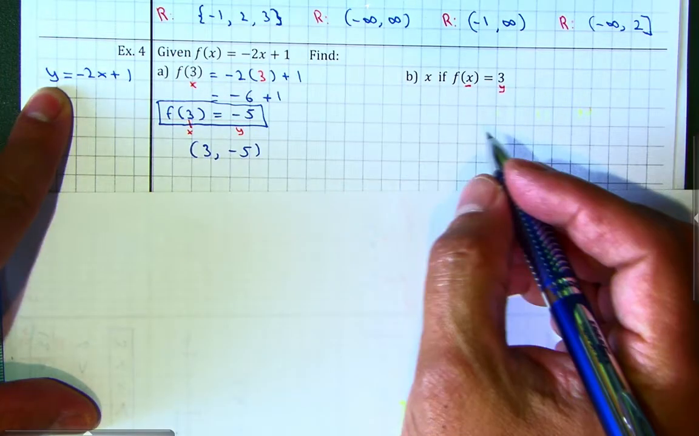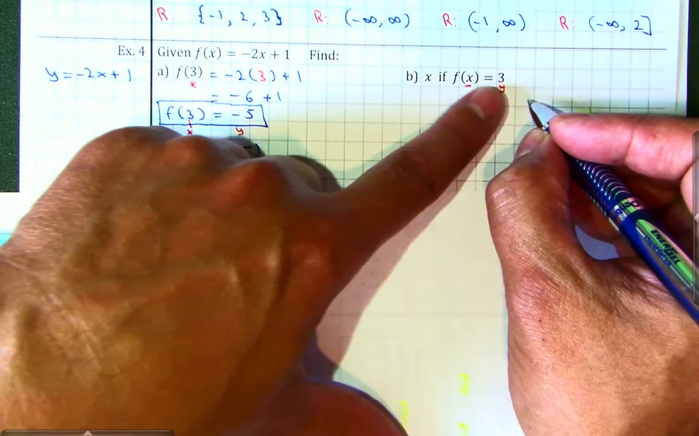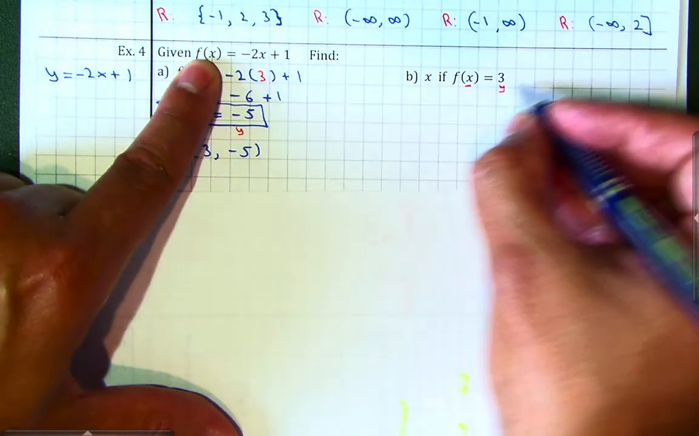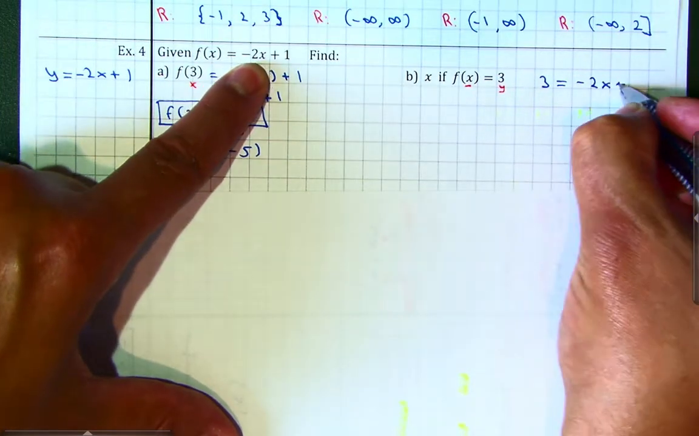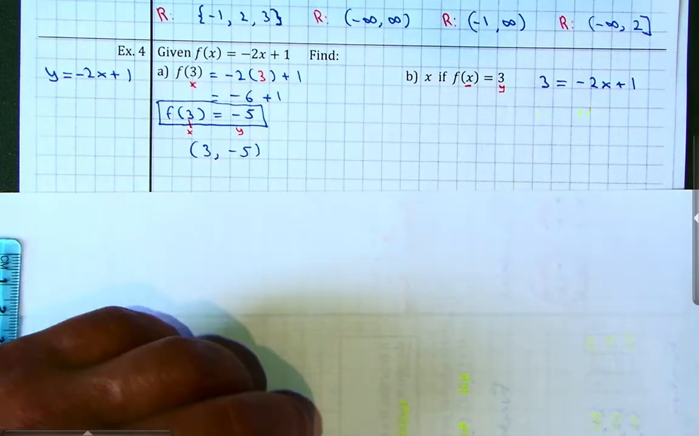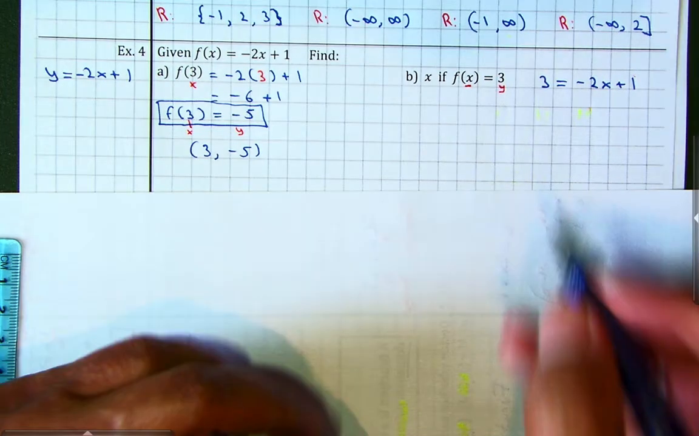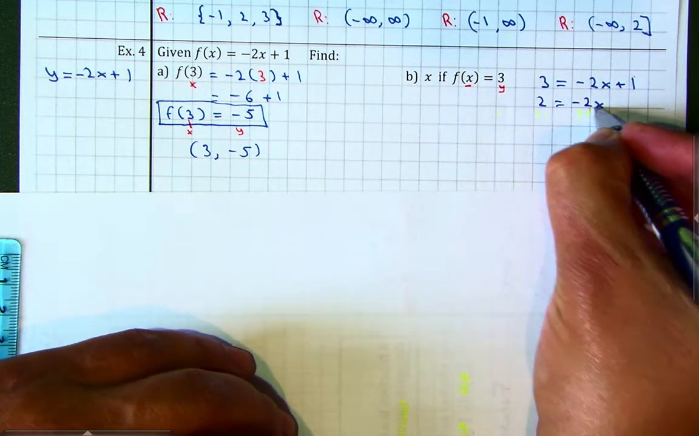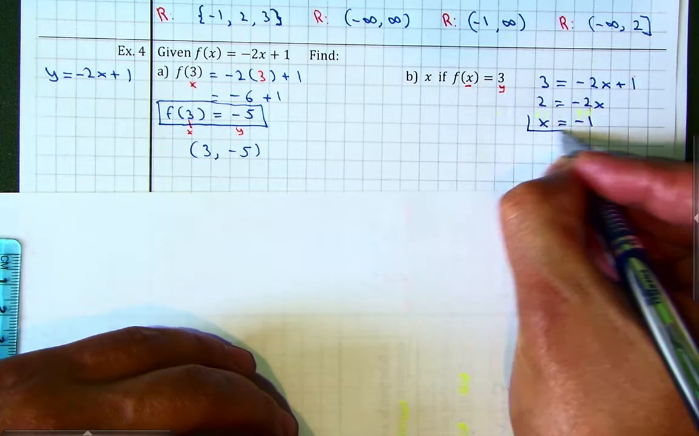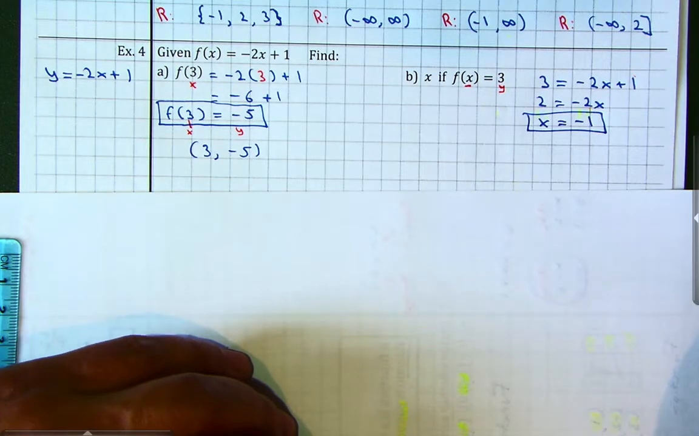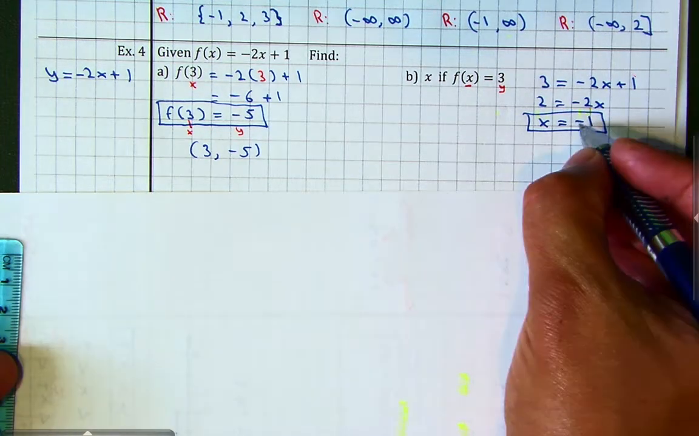So therefore, f of x is 3. So instead of f of x, I'm going to write down a 3 is equal to negative 2x plus 1. And now I'm looking for the value of x. So move the 1 to the left, we can say negative 1. That gives me 2 equals negative 2x. Divide by negative 2 on both sides, so therefore x equals negative 1.